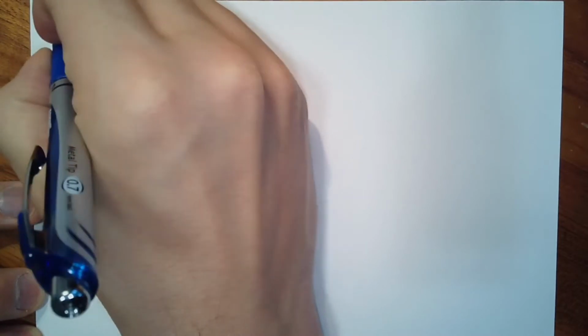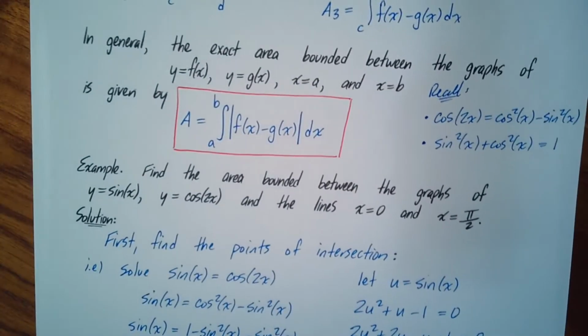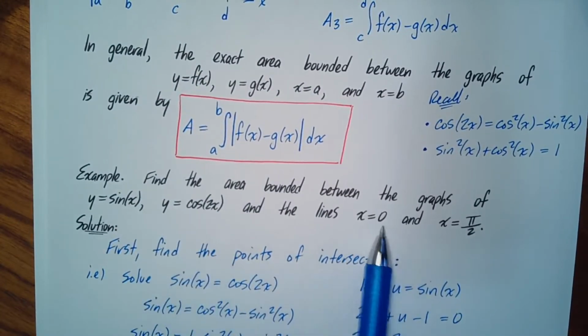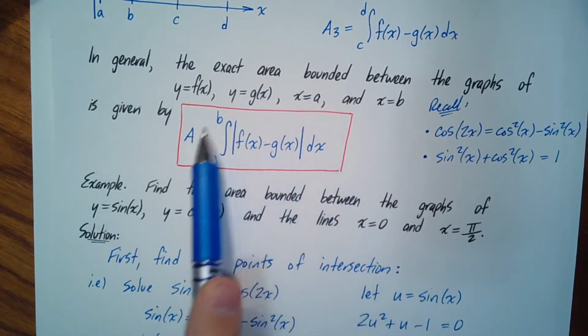Okay, so now we're ready to start our area calculation. So we want the area between the graphs of the functions sine of x and cosine of 2x, right? These were the two functions, and we want them between 0 and pi over 2. So let's just start by using this formula here.